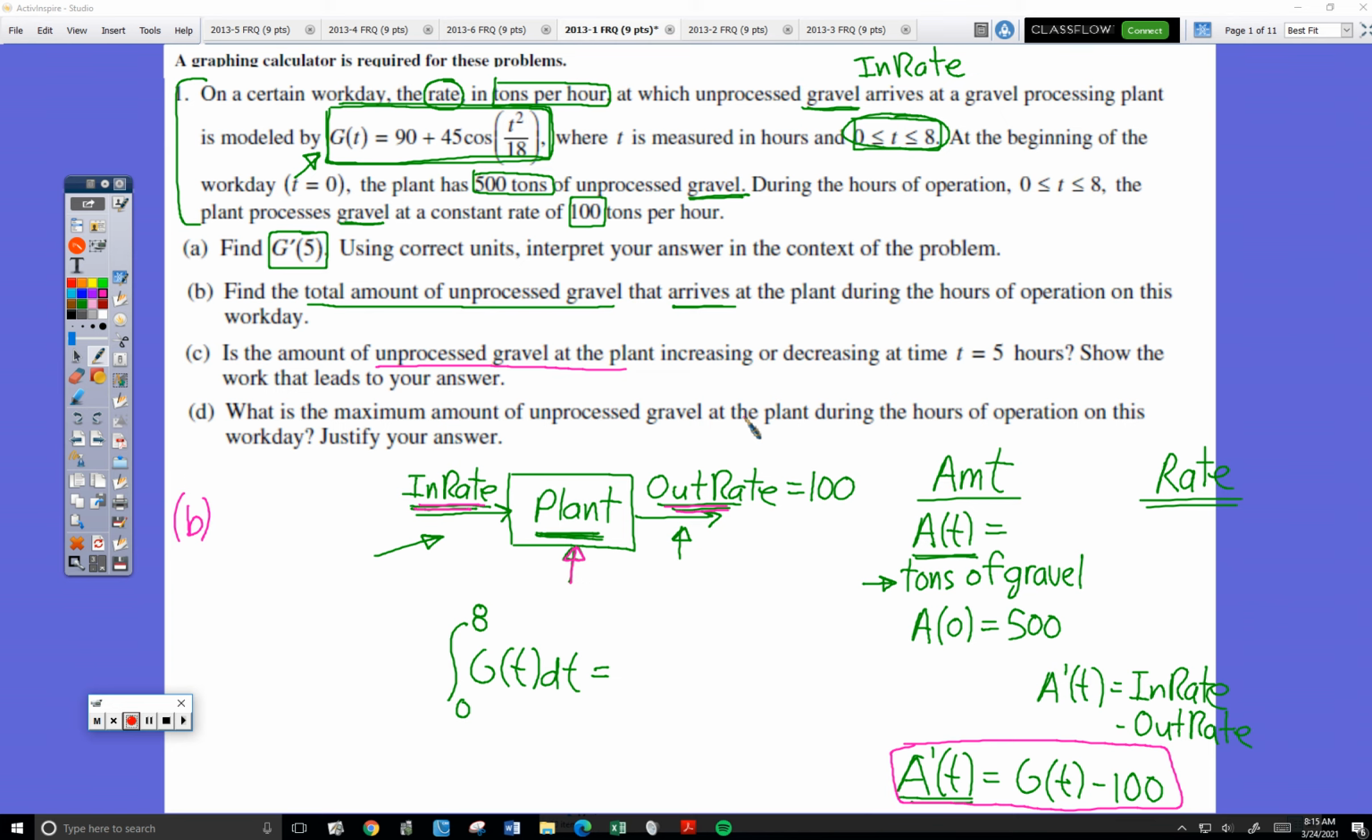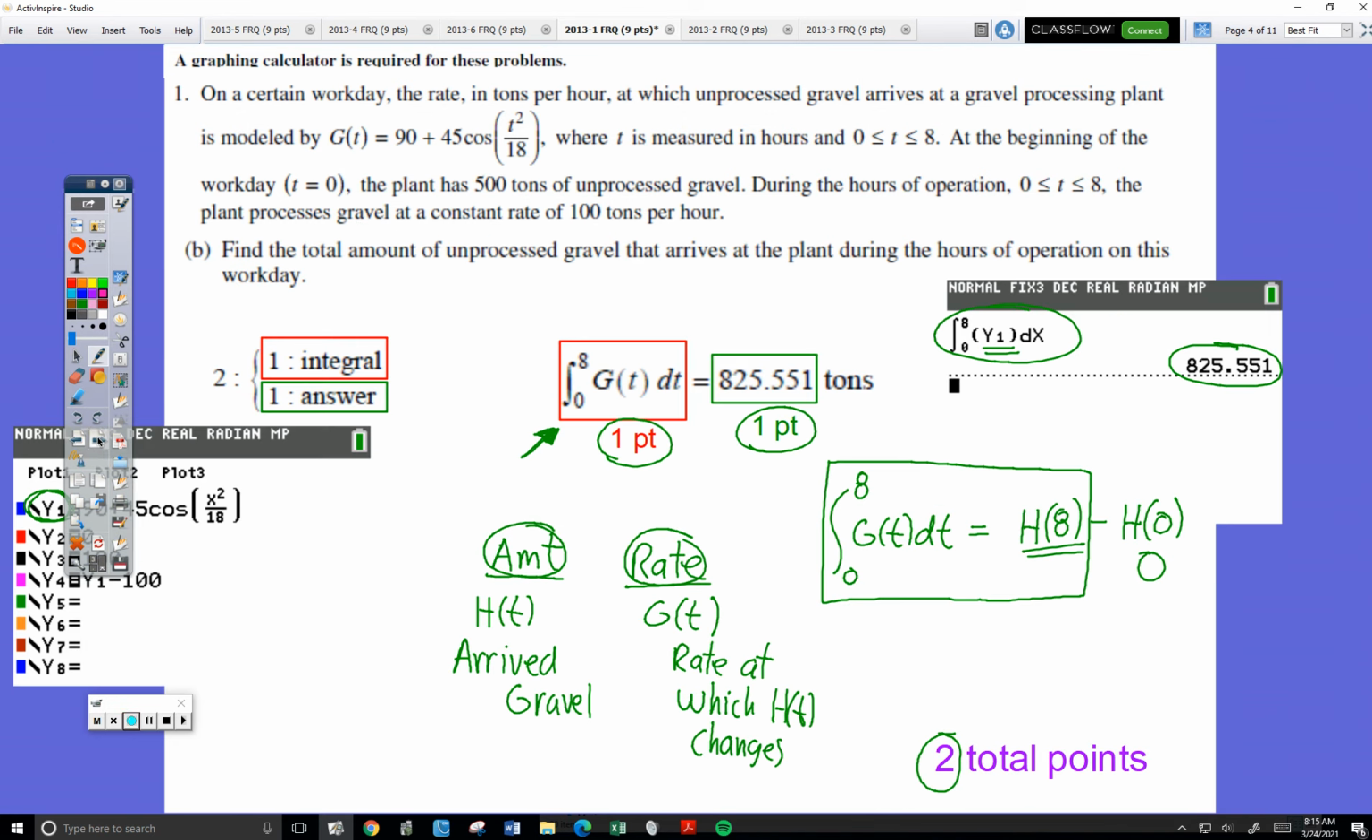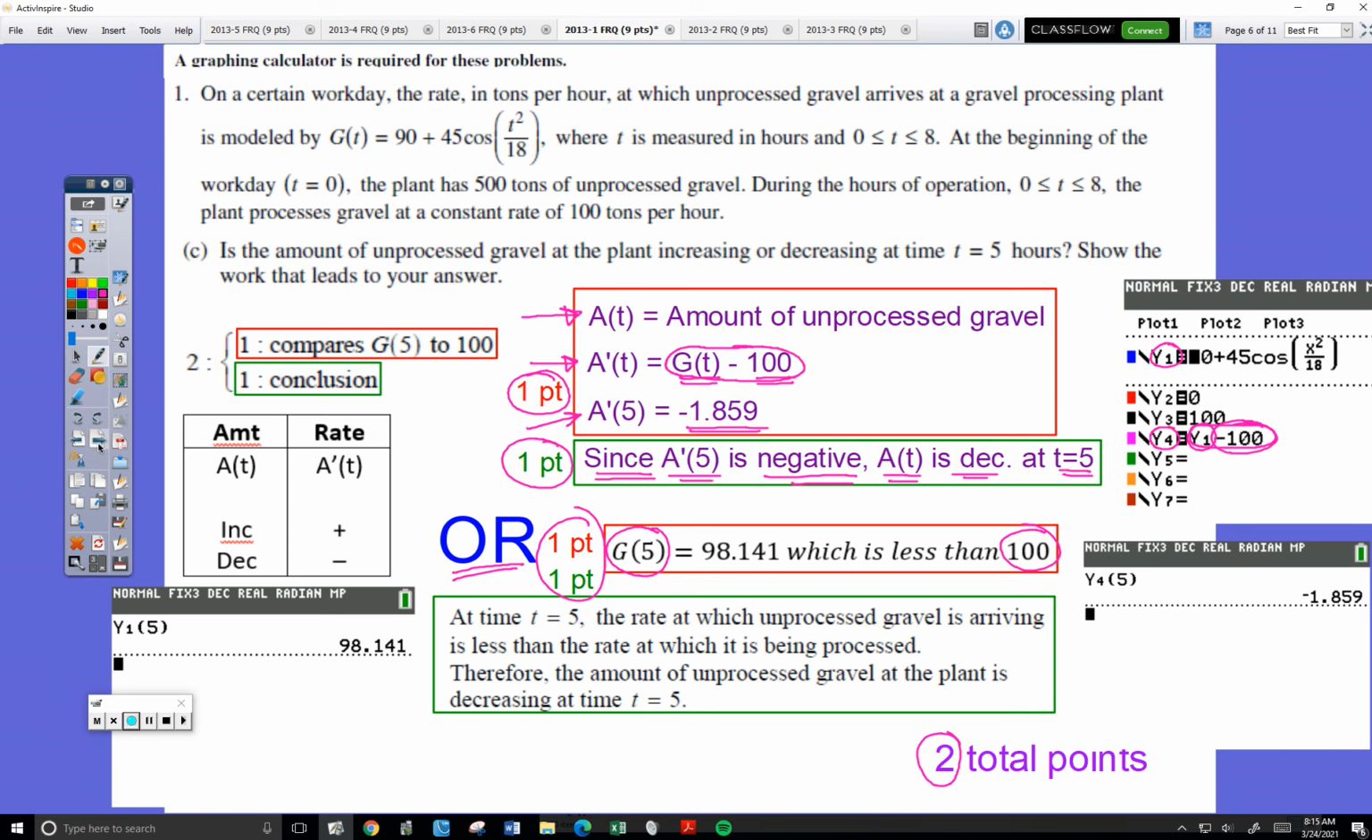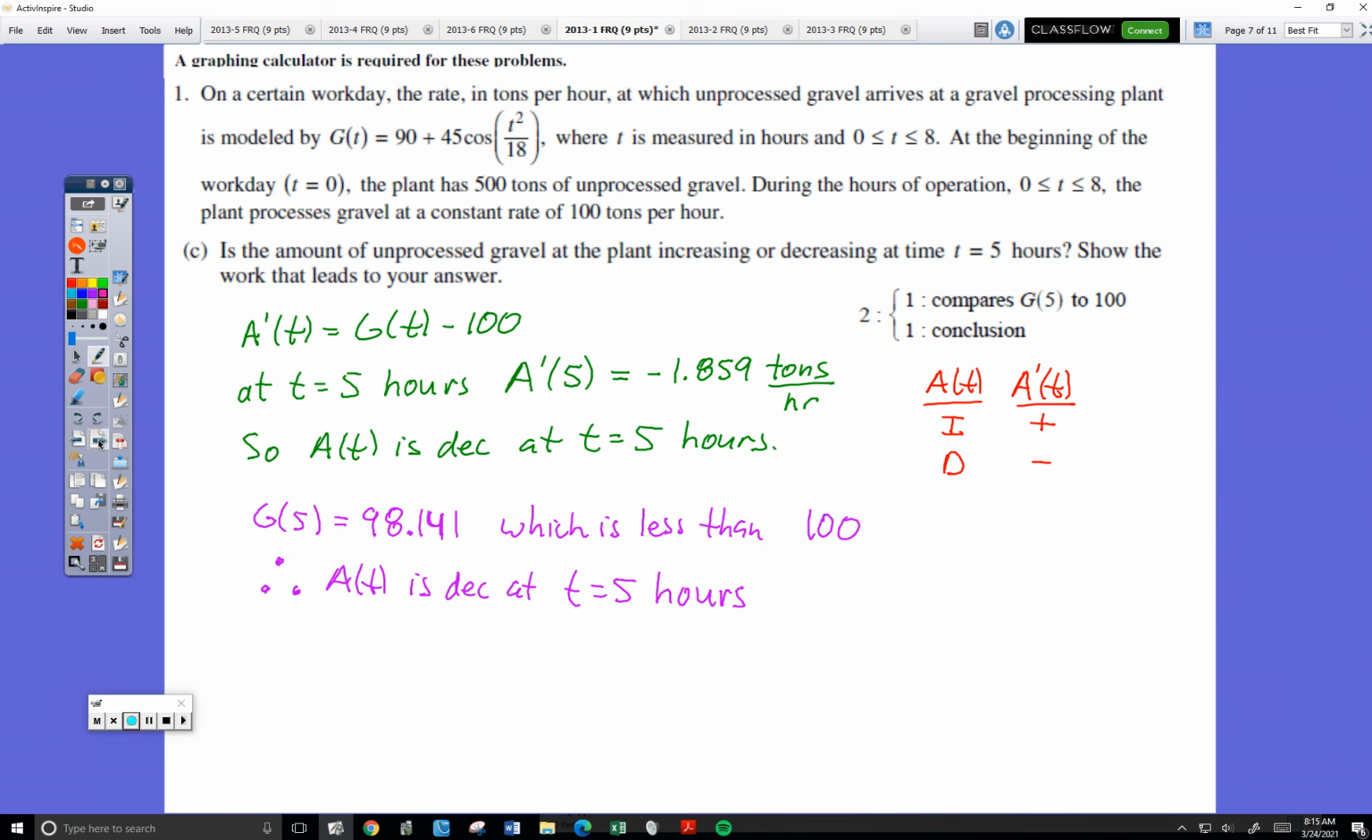Okay, part D. What is the maximum amount, so looking for a max, not a relative max, of unprocessed gravel at the plant? So when is this amount here highest? That's a min max problem. That's going to require the Min Max Theorem. So grab from my memory, the Min Max Theorem idea is right here.